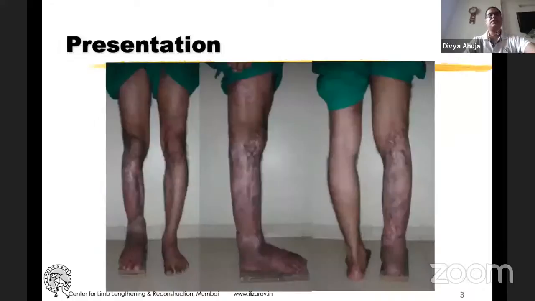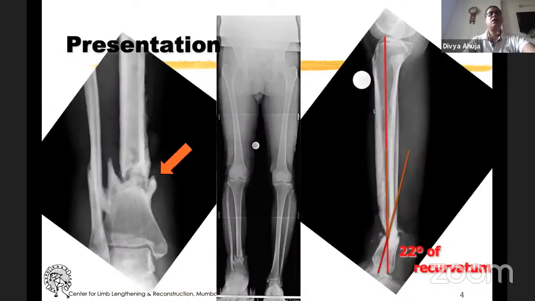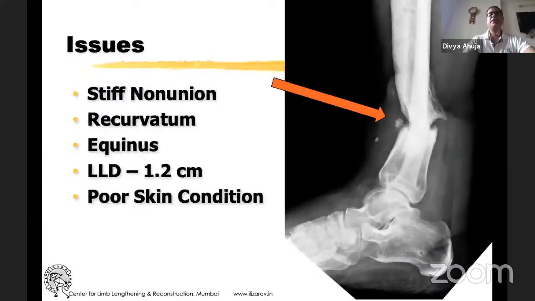On presentation, this was the picture of circumferential skin grafted condition and a non-union at the distal tibia. So this was, the orange arrow is pointing to some attempt at healing. Biology seems to be okay. Overall, frontal plane alignment was good, but there was 22 degrees of recurvatum at the non-union. He also had, the orange arrow here is pointing to the recurvatum.